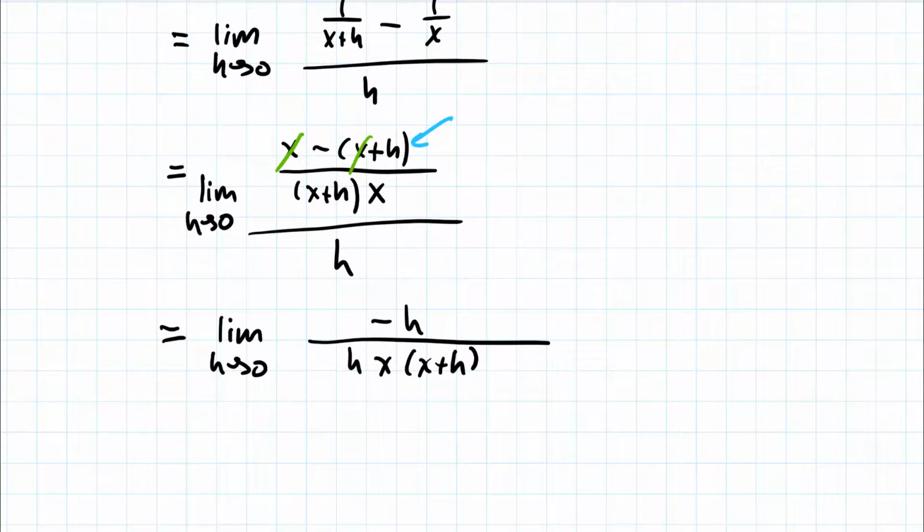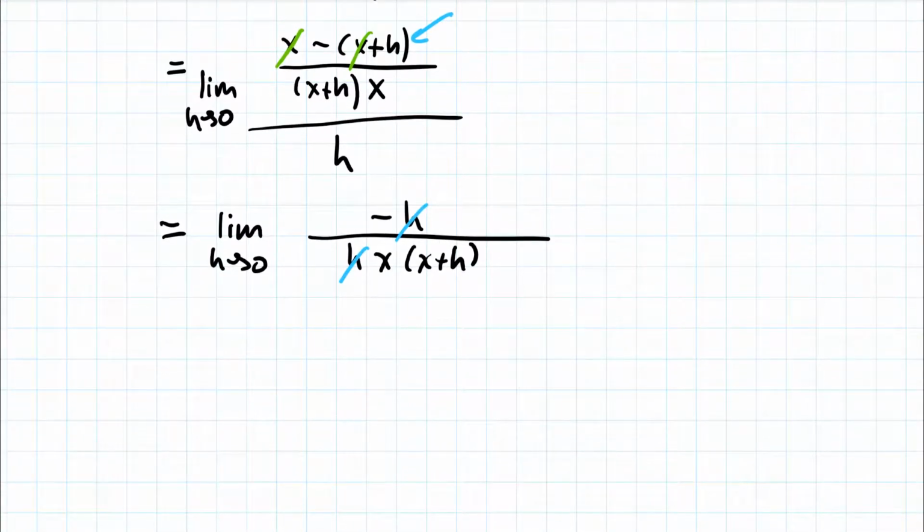Well, we've got some more cancellation. The h's will cancel, just leaving a minus 1 in the top. Now, once the h's cancel, as h is going to 0, this term here will just be converging to x plus 0 because h is going to 0. So you can read off the limit.